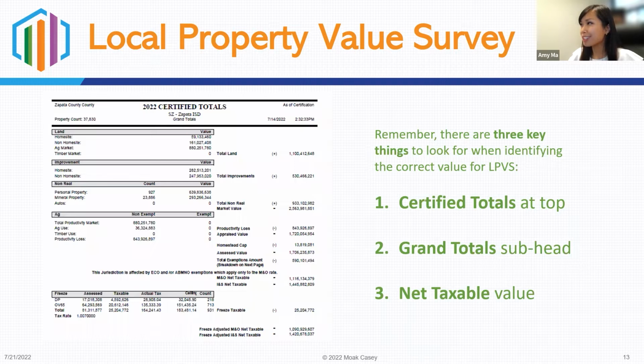Just a reminder, there are 3 things we're looking for when you're entering this value into the LPVS, the July 25th certified value. You're going to make sure it says certified values, certified totals at the top. It sounds like for Hidalgo County, that'll come out Monday or Tuesday, so great timing. Make sure it has the grand totals subheading underneath.